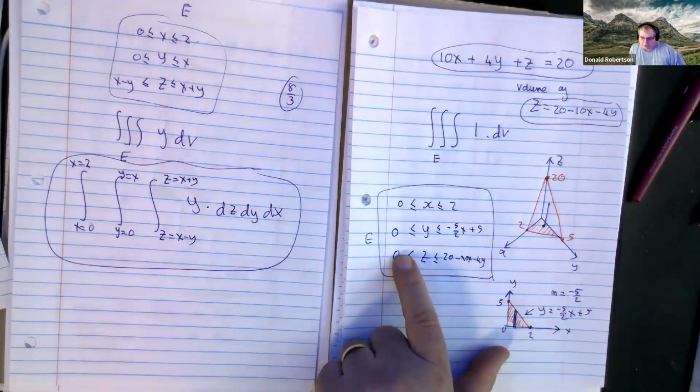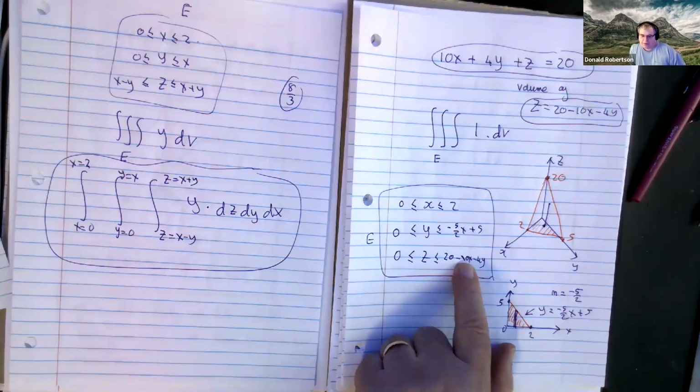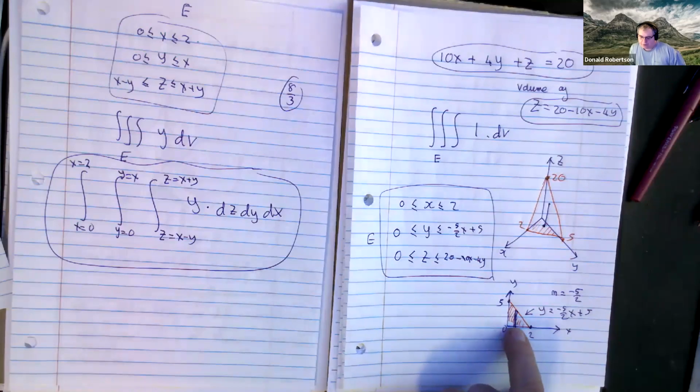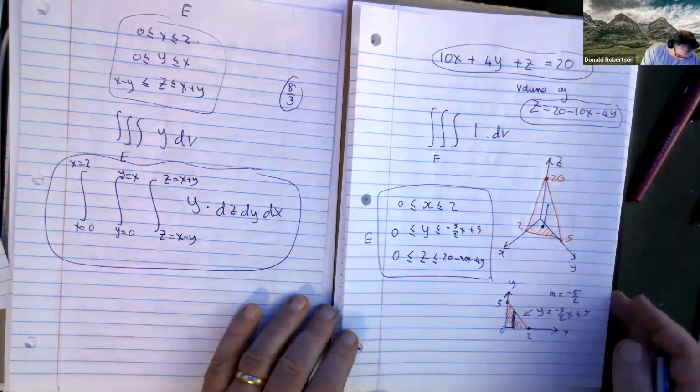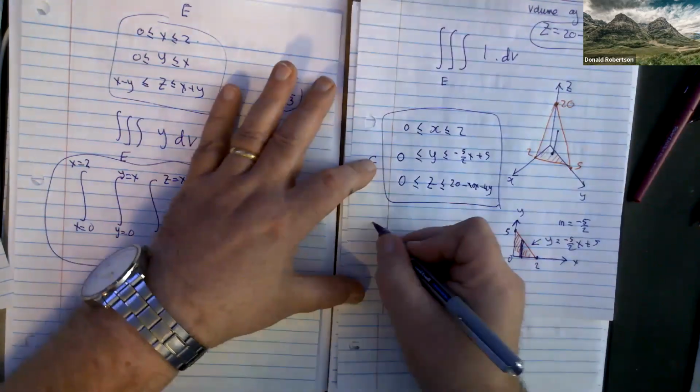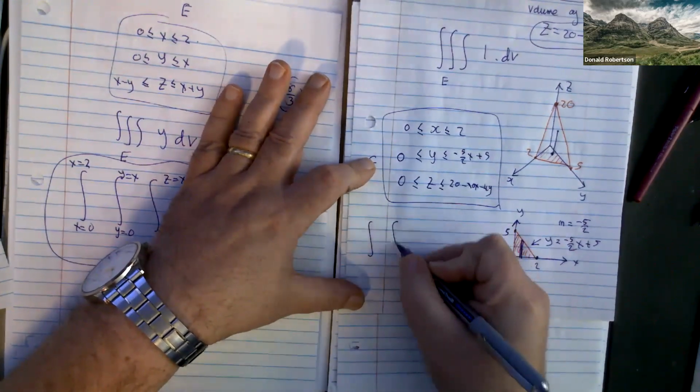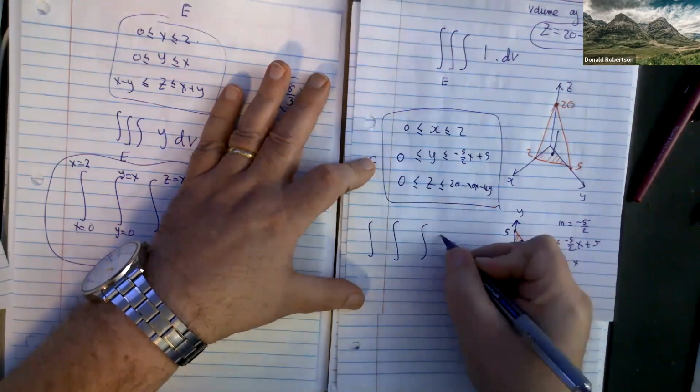The z goes from the floor to the slope. The y's go from the bottom of the triangle to the line, and the x's go from 0 to 2. And we have pretty much done as much as I want to do. I'll just finish by setting up our triple integral of 1.